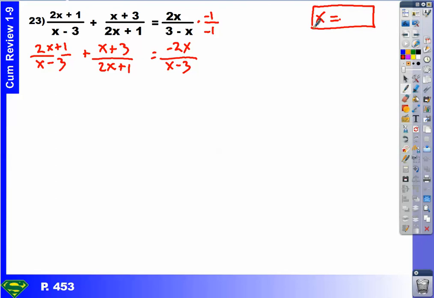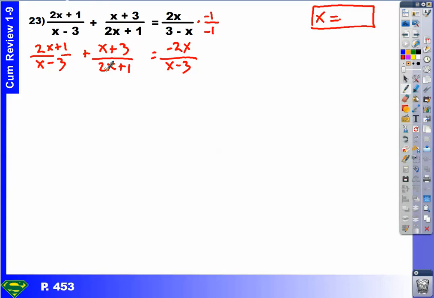All right. So now what I want to do is I want to get rid of my denominator. To get rid of the denominator, I have to multiply everything by the common denominator. In this case, the common denominator is going to be x minus 3 times 2x plus 1. So I'm going to rewrite this showing that I'm multiplying everything by my common denominator.